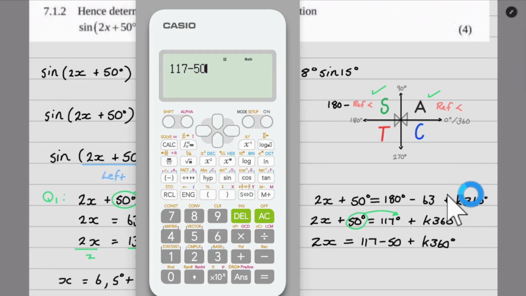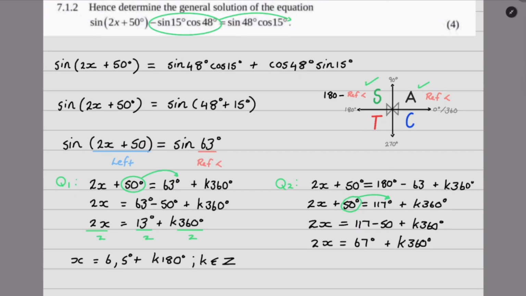Okay, try your best to avoid doing mental maths. So just pop that in the calculator, press equals, and you get 67. And the last thing I need to do is get rid of this 2. So I'm going to divide all the terms by 2 here. And after I do that, I get my second general solution. Remember to slap on that k is an element of integers at the end there. And then we are officially done with this question.